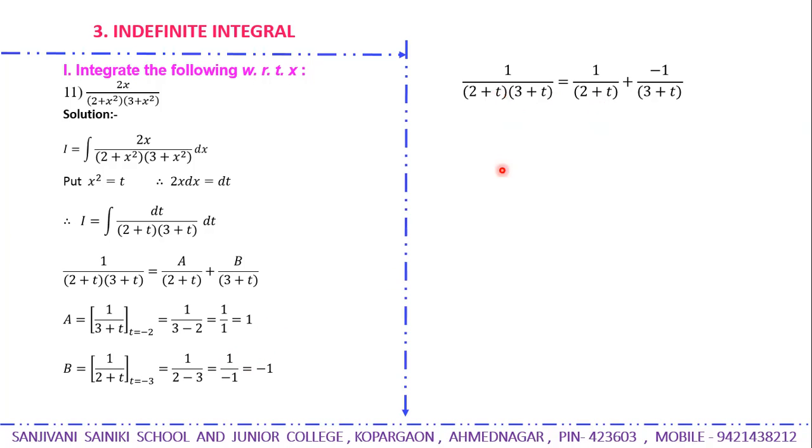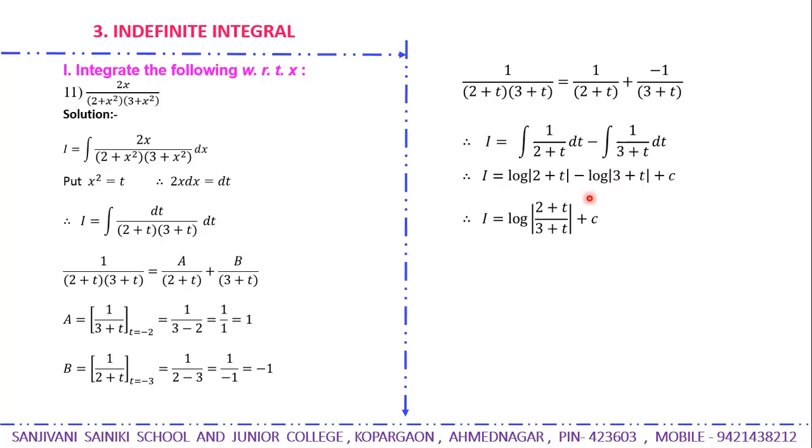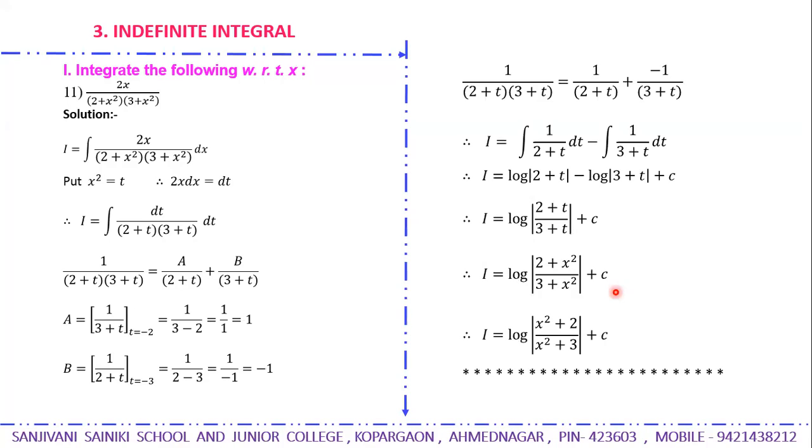So put those values here and then integrate. The integral of 1 upon ax plus b is log of ax plus b: log of 2 plus t, and here log of 3 plus t. So take the division: I is equal to log of 2 plus t upon 3 plus t plus c. Therefore, I is equal to log of 2 plus x square upon 3 plus x square plus c, which is the integral of this function. Okay, so we will stop here. In the next lecture, we will continue the same exercise 3.4.